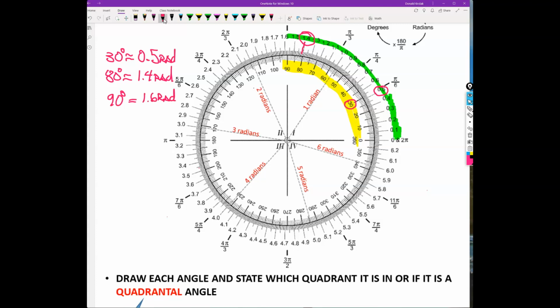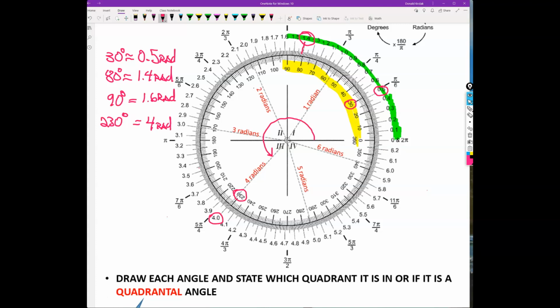Now, if I asked you, hey, how far is 4 radians? How much of a turn is 4 radians? How many degrees? Well, if we started here and we went all the way around until we got to 4 radians, there it is. I can see 4 radians is about 230 degrees. So that gives you an idea of how those two compare.